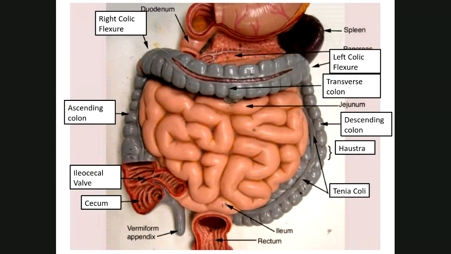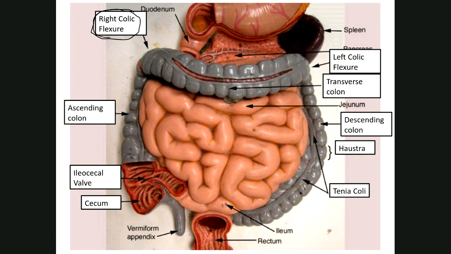Let's look at the anatomy of the large intestine. So it's got some unique features. One thing is it has bends to it. So there's a bend right there, and there's another one right there. They're called flexures. So there's a right colic flexure and a left colic flexure.